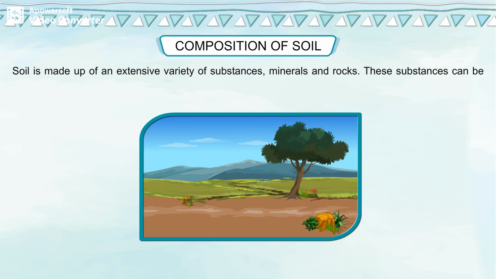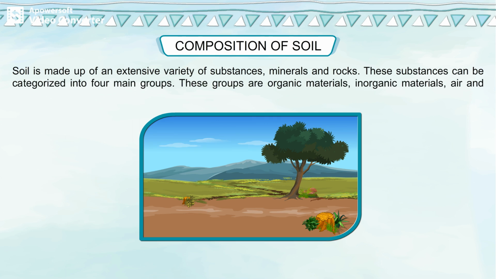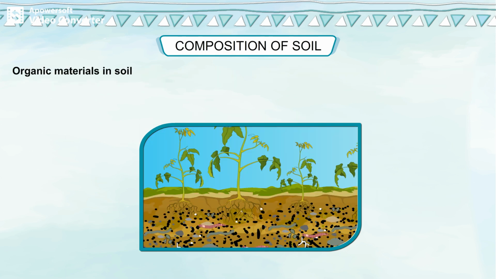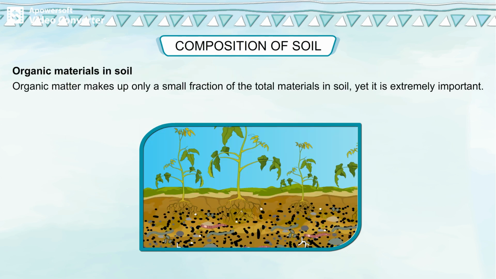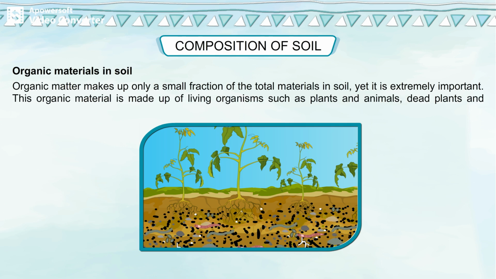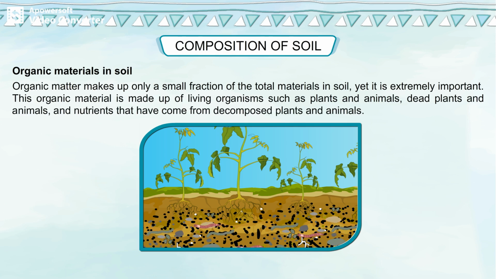Composition of soil. Soil is made up of an extensive variety of substances, minerals, and rocks. These substances can be categorized into 4 main groups. These groups are organic materials, inorganic materials, air, and water. Organic materials in soil. Organic matter makes up only a small fraction of the total materials in soil, yet it is extremely important. This organic material is made up of living organisms such as plants and animals, dead plants and animals, and nutrients that have come from decomposed plants and animals.